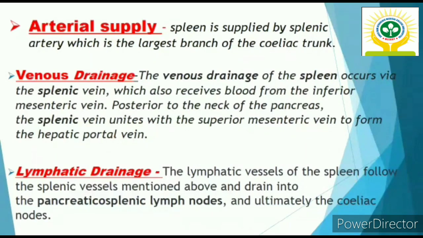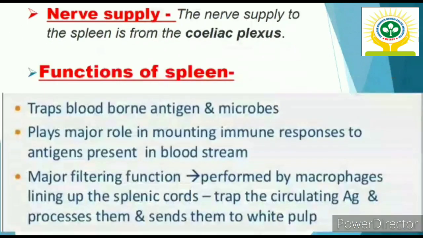Lymphatic drainage. The lymphatic vessels of the spleen follow the splenic vessels mentioned above and drain into the pancreaticosplenic lymph nodes and ultimately the celiac nodes. Nerve supply. The nerve supply to the spleen is from the celiac plexus.